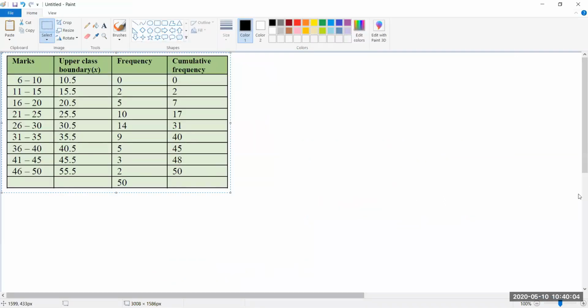Right. Are you all seeing it here? Yes, sir. All right. So 0 plus 0 is 0, right? 2 plus 0 is 2. 5 plus 2 is 7. 10 plus 7 is 17. 14 plus 17 is 31. 9 plus 31 is 40. 5 plus 40 is 45. 3 plus 45 is 48. And 2 plus 48 is 50.